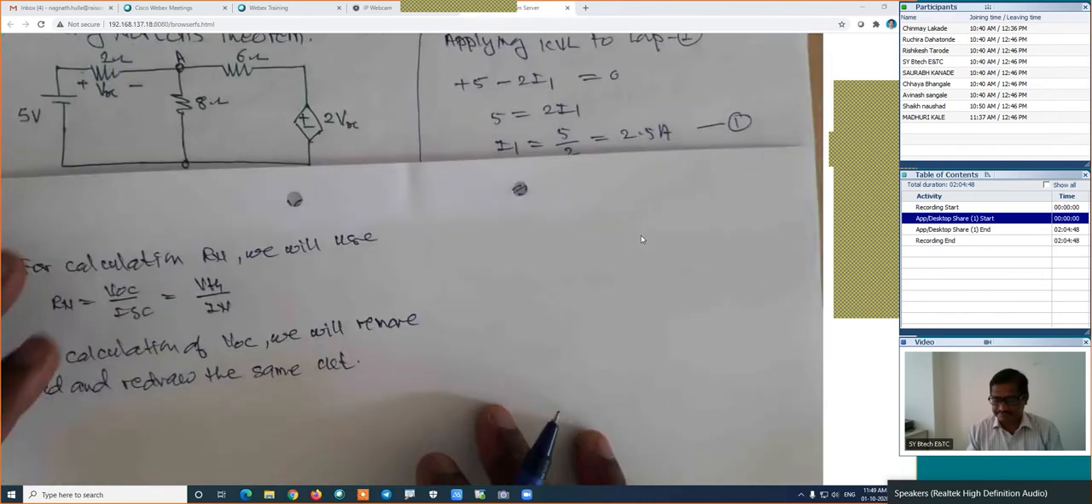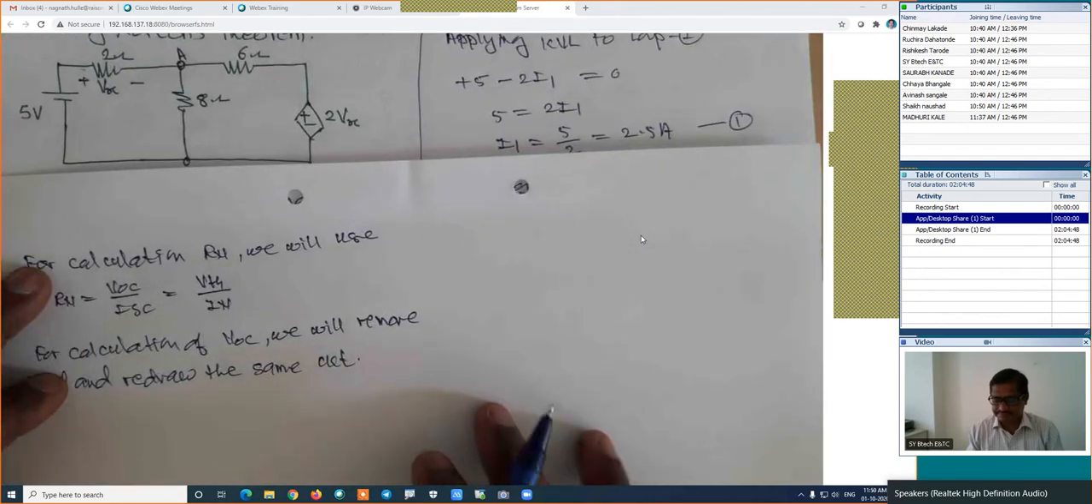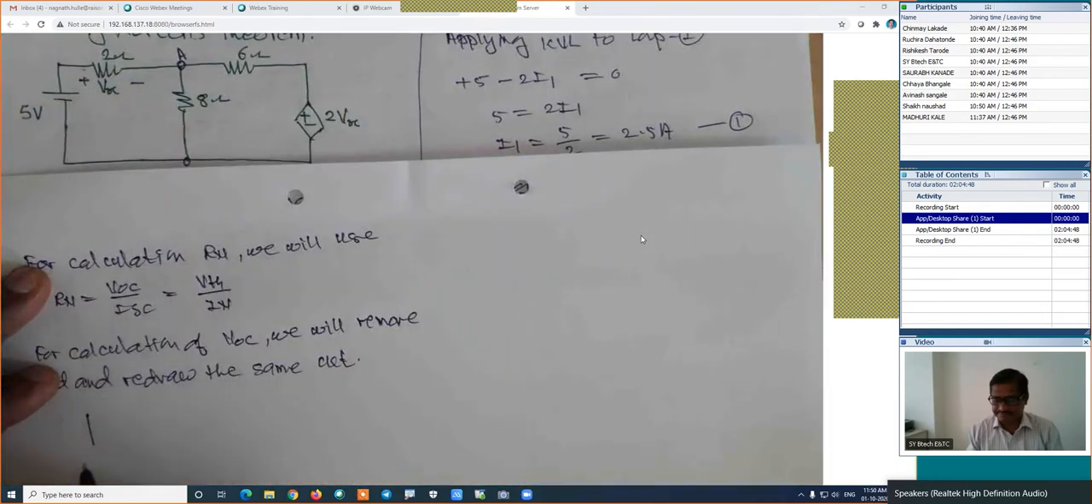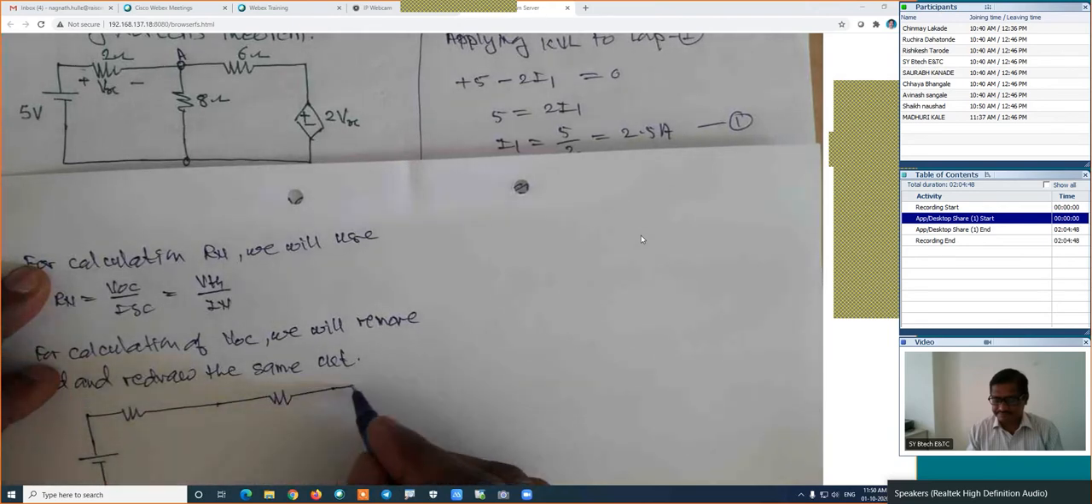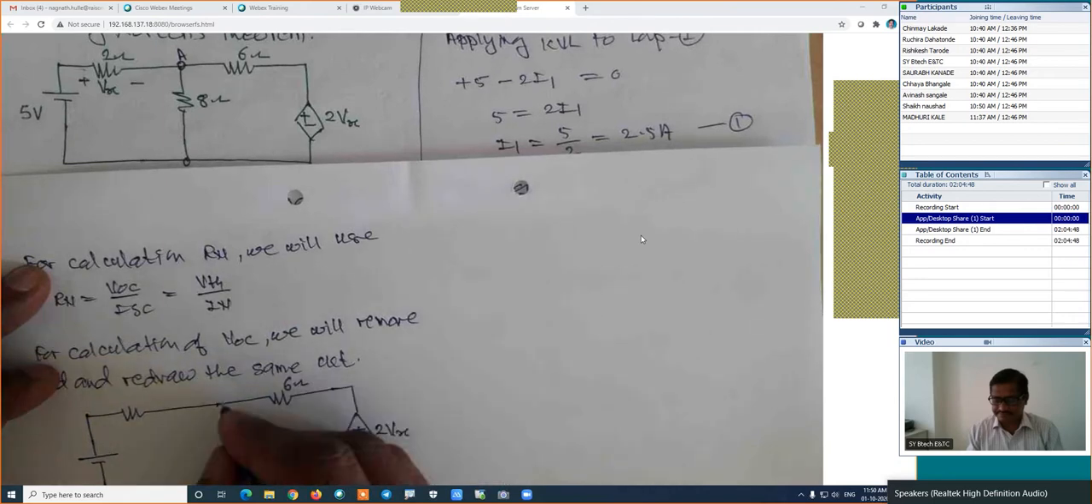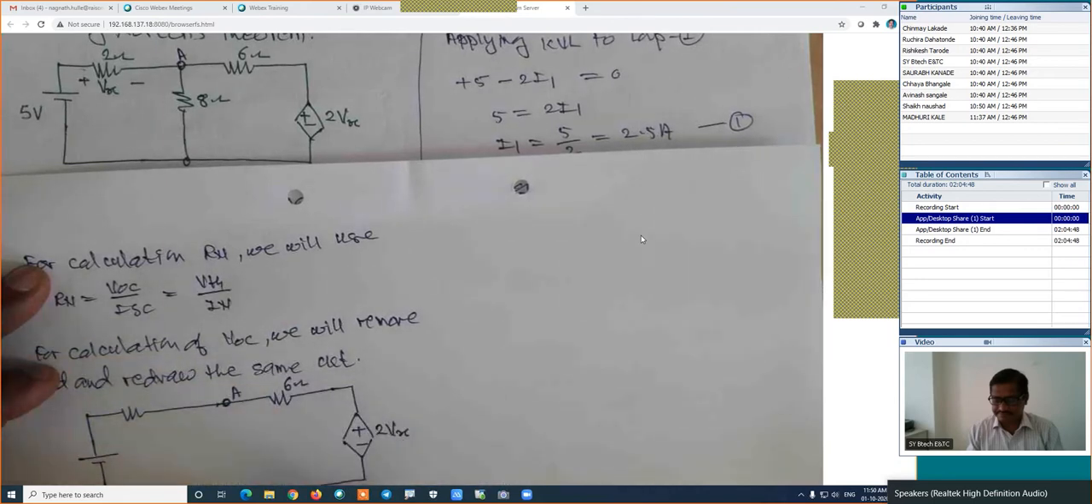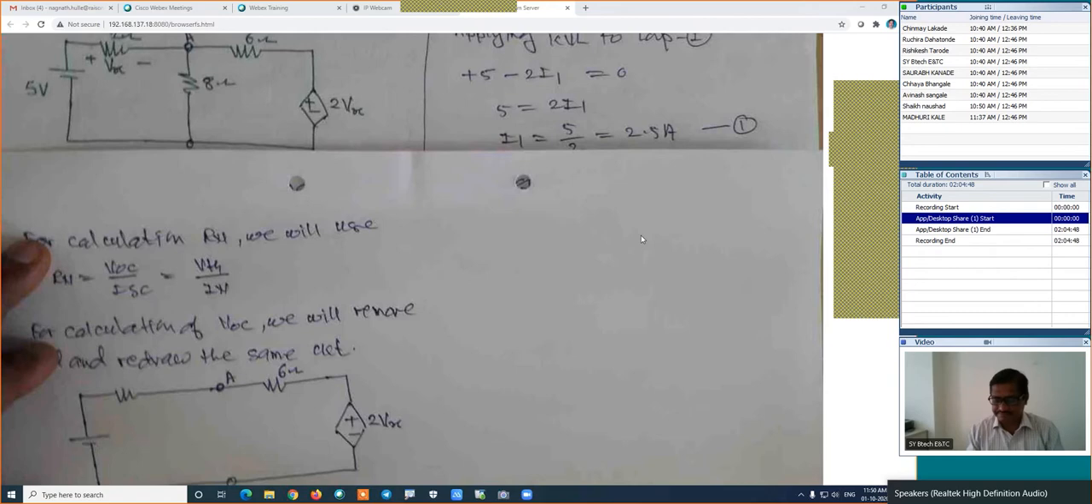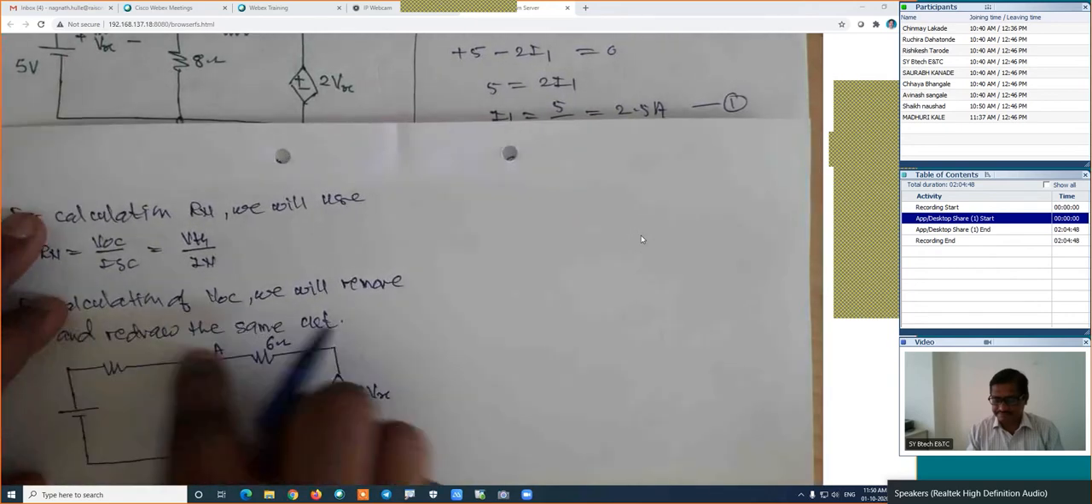How will the circuit be for this case? Just we are removing this branch, nothing else. It will be something like this. This is plus, this is minus. This is 2Vx. This is 6 ohm. Here is the A point. This is the B point, and we are keeping this point open and we are interested in this voltage. Travel from B to A using this path or maybe this path, your value will be the same.